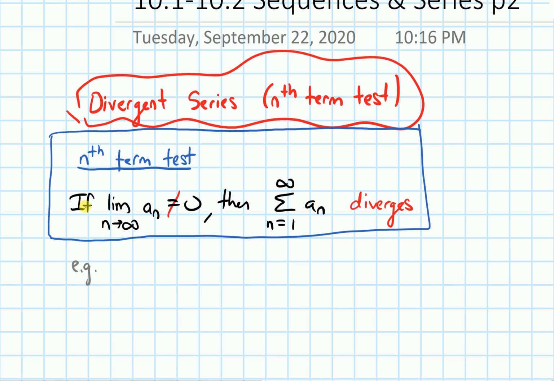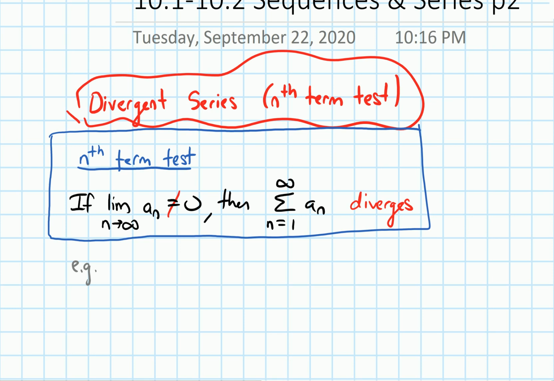It says that if the limit as n goes to infinity of a sub n is not equal to 0, then the sum from n equals 1 to infinity of a sub n, my infinite series, diverges. So when it says the limit of a sub n is not 0, that's saying the limit of the terms, these a sub n's, are not 0. It's not talking about the limit of the partial sums. It's just talking about the limit of the terms not being 0.